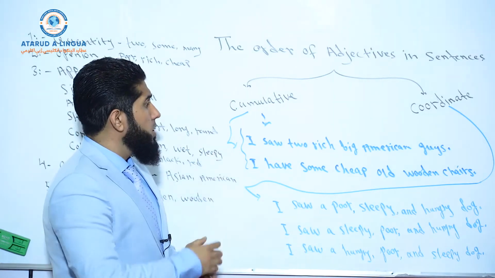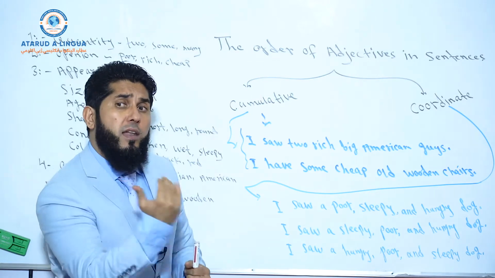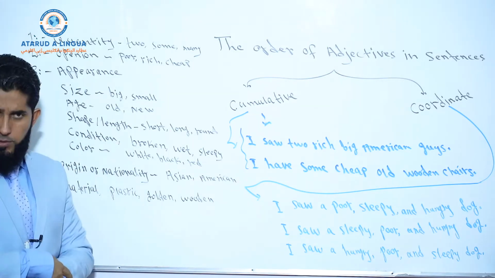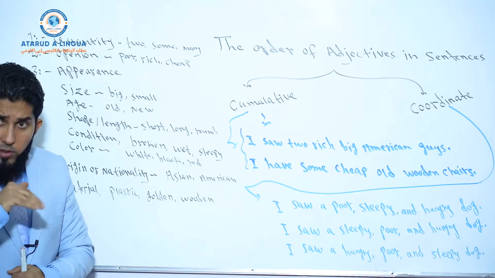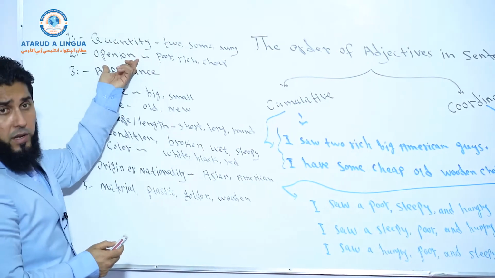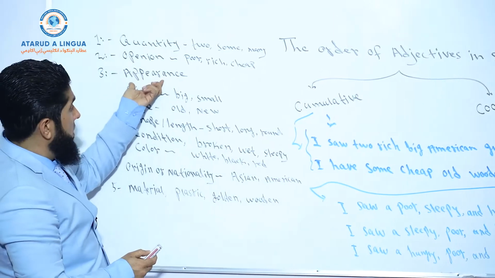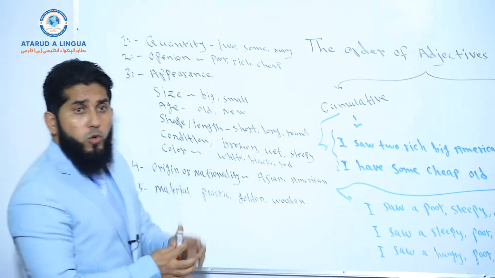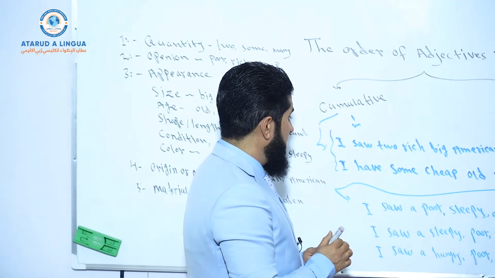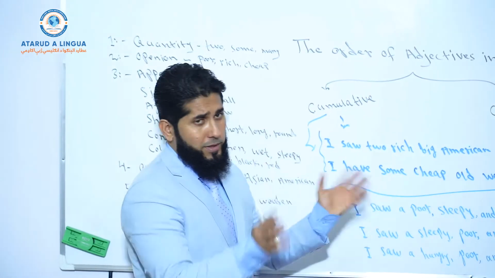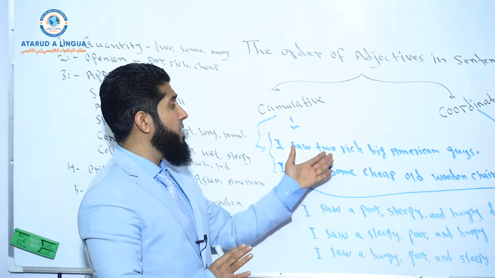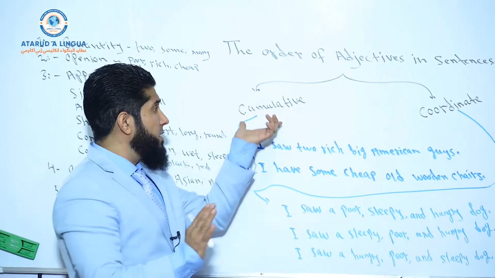Now look, coordinate adjectives means that we bring all of our adjectives from one category, not from different categories. All of them are related, for example, to opinion, or all of them are related to appearance, or all of them are related to quantity. So when we bring them from one category, that is coordinate. But if you bring them from different categories, then it is cumulative.